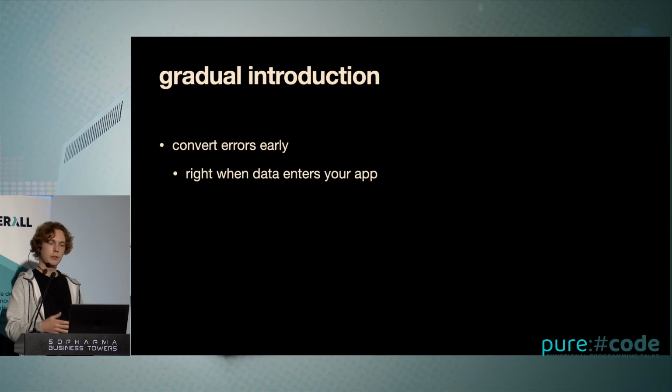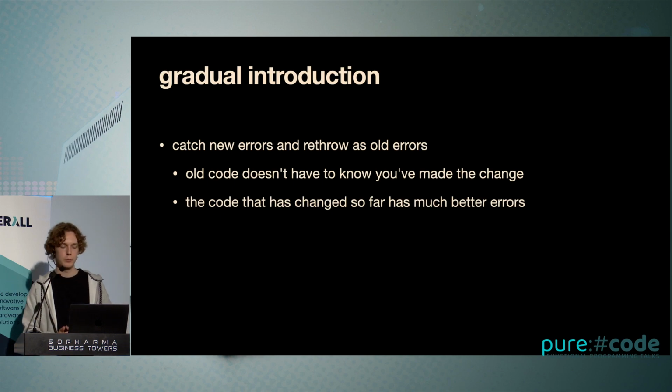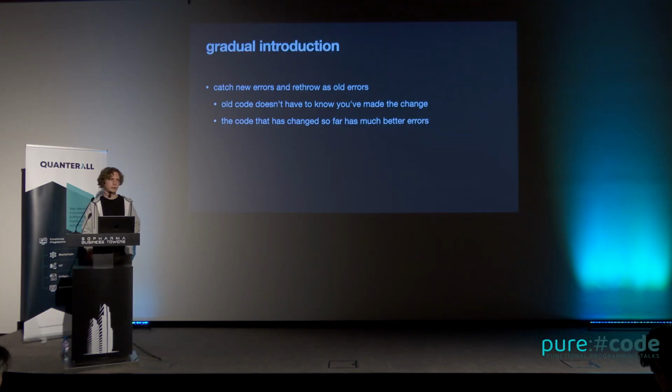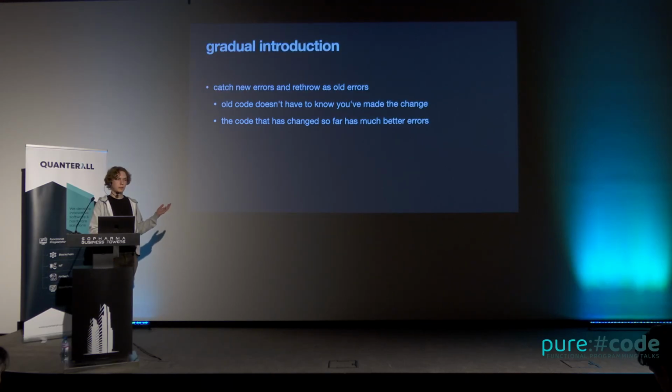Then I want you to take any error messages you get from upstream and convert them early into your own error format that you use internally. I want you to catch all of these errors as quickly as possible, right at the edge of your code base, and convert them over to your new error types. And then, at the other side of this experiment, rethrow these errors using the old error handling system that you had before, so that the rest of the code base doesn't have to know about this.